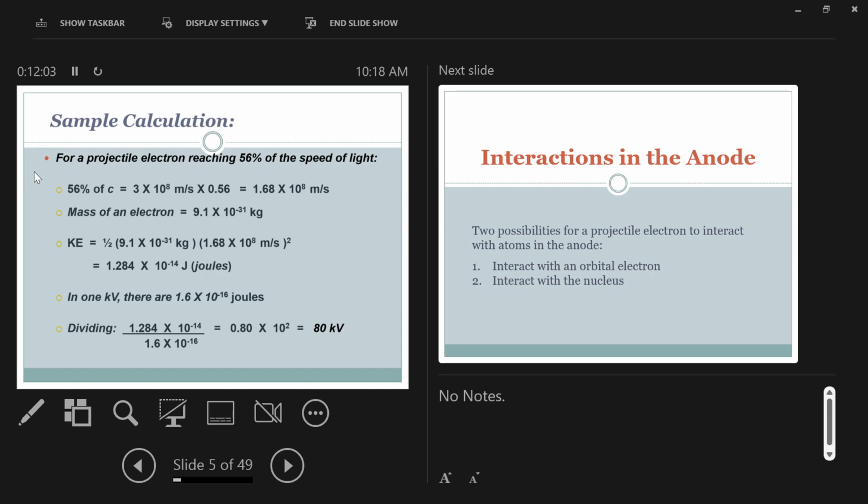I'm sorry, can you go over the part, it was the 3 times 10 to the 8th power? What was that? No, it's c. Okay. So 3 times 10 to the 8 meters per second is the speed of light, which is given as just c. So we say 56% of c, okay? So they take that number and multiply it by 0.56.